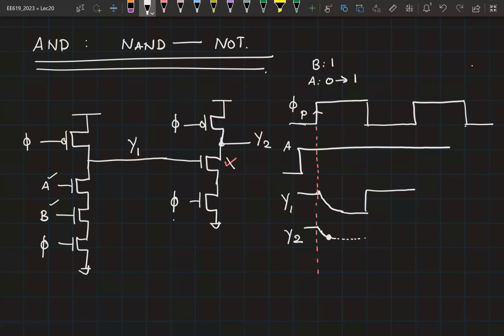What should have been the correct value of Y2? It should have been VDD, right? Now, depending on the rate at which Y1 was falling off, this could either be an intermediate voltage or it can even come down to logic 0, right? So now we have a problem again.